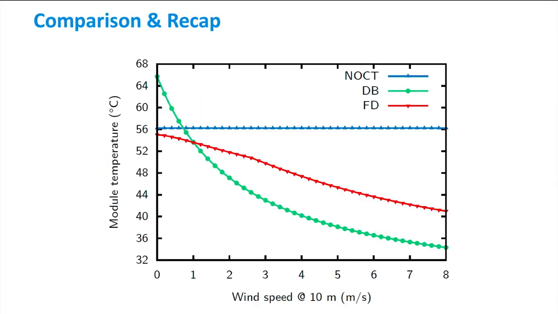In this last slide, we compare the three reported models by plotting the temperature of the module as a function of the wind speed. As you can see, the NOCT model does not show any change because it is independent from the wind speed. The Duffy-Beckman model, which introduces wind dependency, trends quickly towards lower values, overestimating the wind effect. Finally, the fluid dynamic model is gentler in the decay and gives a more realistic estimation of the module temperature.